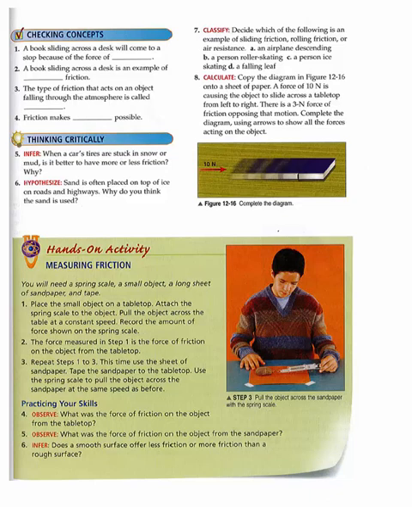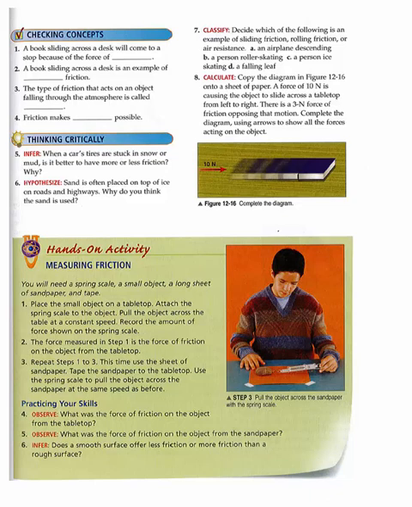Checking concepts. 1. A book sliding across the desk will come to a stop because of the force of blank. 2. A book sliding across a desk is an example of blank friction. 3. The type of friction that acts on an object falling through the atmosphere is called blank. 4. Friction makes blank possible.